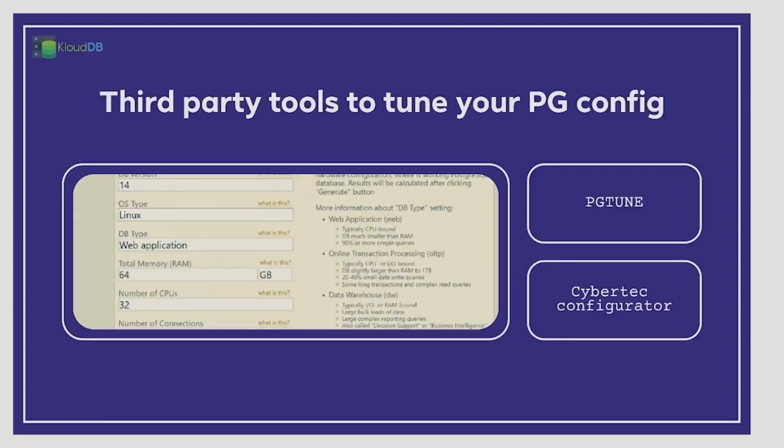And here are some third-party tools like pgtune and the CYBERTEC Configurator. You can supply your information for the server, like RAM, CPUs, and what type of workload it is, OLTP versus OLAP, and it's going to generate a custom config file. Of course, you need to benchmark and see if that is good enough for you and make further changes. These are the two third-party tools you can use.